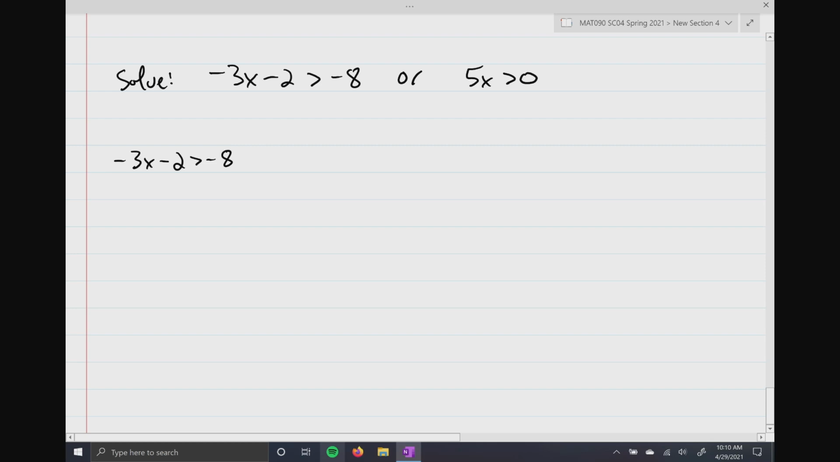So to solve this, I add 2 to both sides. That gives me -3x is greater than -6. Now you got to be careful. I divide both sides by a -3, which means my inequality symbol switches. So I get x is less than 2.